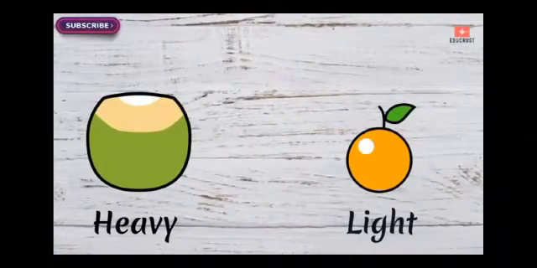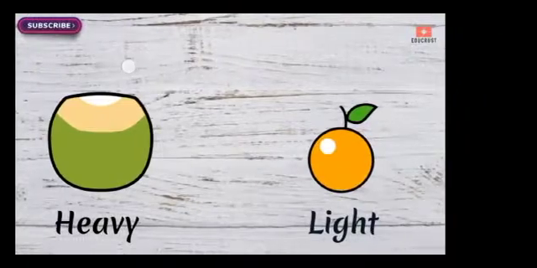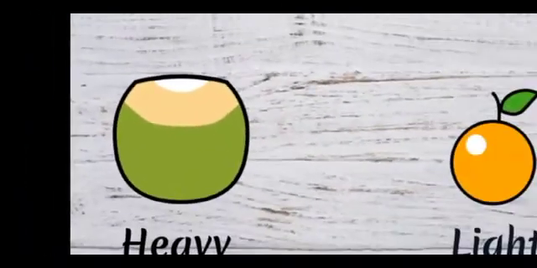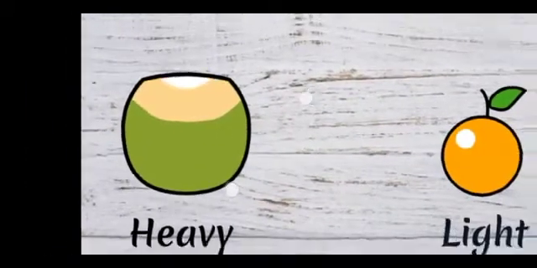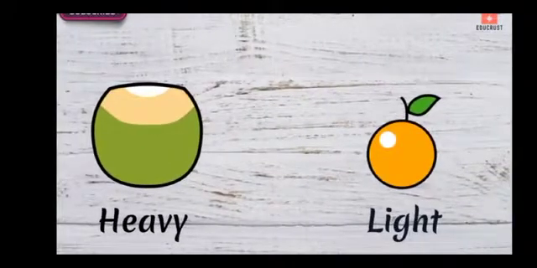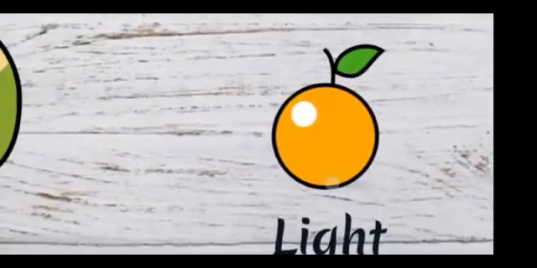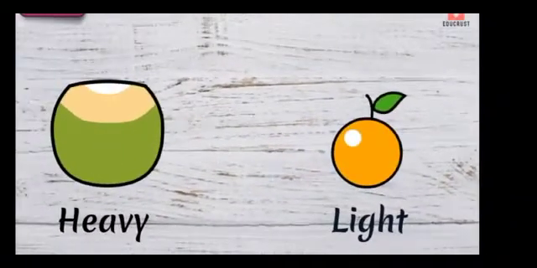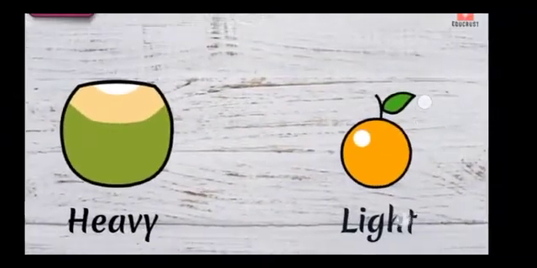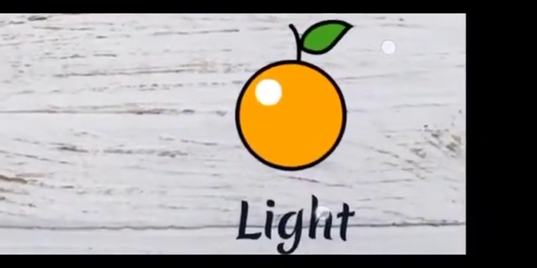Can you see this picture? This one is coconut. It is very heavy and not able to hold it, and this one is orange. It is very light. Coconut is heavy and the orange is light in weight.